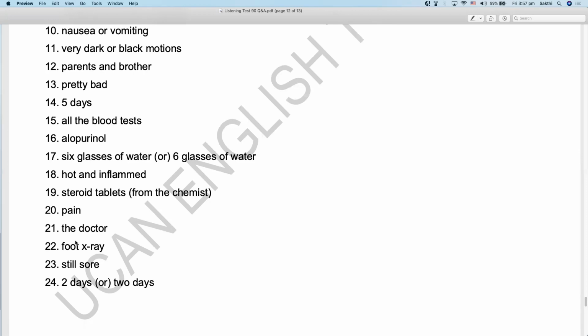For question number 21, the answer is the doctor. Question number 22, the answer is foot x-ray. Question number 23, the answer is still sore. Question number 24, the answer is 2 days. Both the number and the words are acceptable.